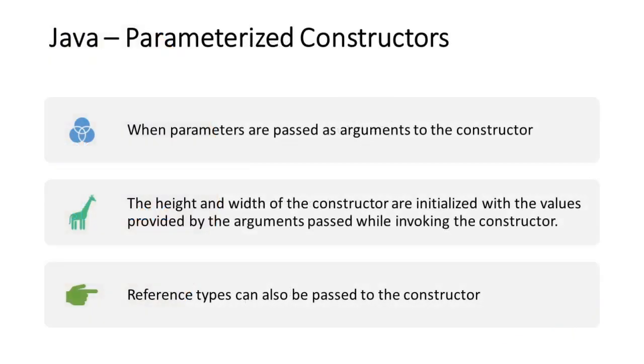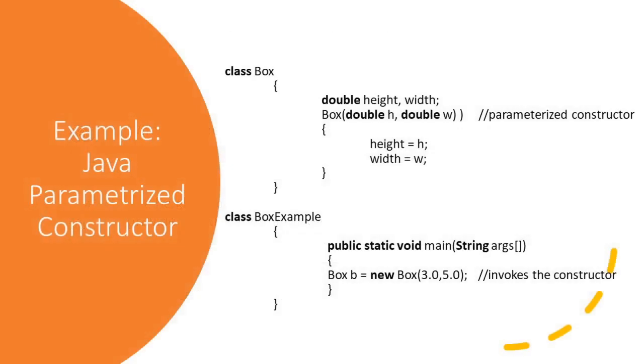Coming to the parameterized constructor, in the previous example we have seen that while initializing a Box object, all the parameters of the object were initialized with similar values. A parameterized constructor, on the other hand, is used when a programmer wishes to pass different parameters to the constructor. Let us consider another example. Consider this example of a parameterized constructor.